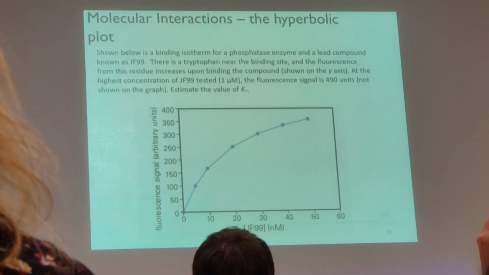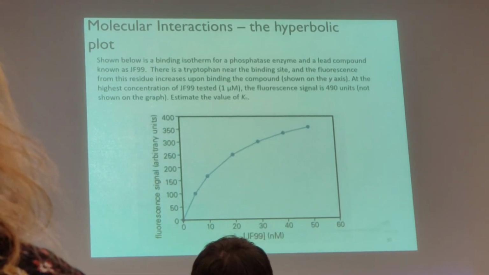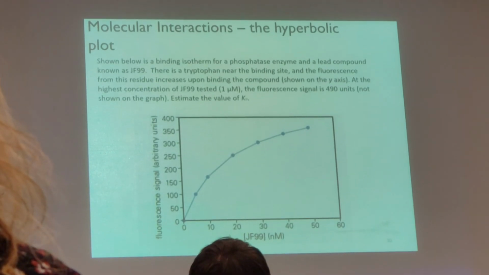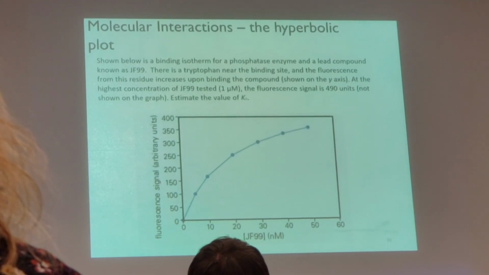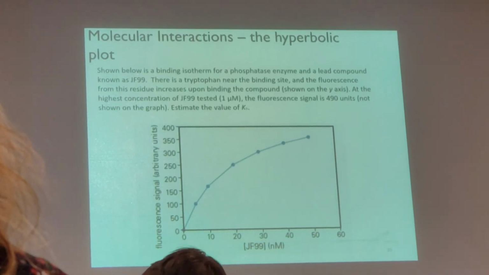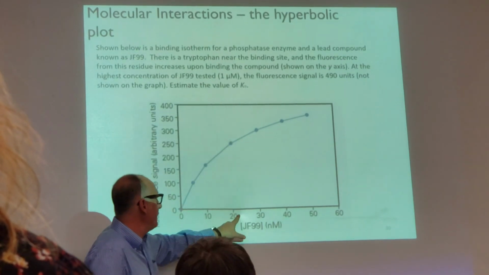15 nanomolar. Okay, so how do we do it? 490 is the max, so 490 is across the room. Everything is bound at that point. So what I do is take 490 divided by 2. That's the spectroscopic response I'm interested in. That's roughly 245, 250. 250 across, 250 down.